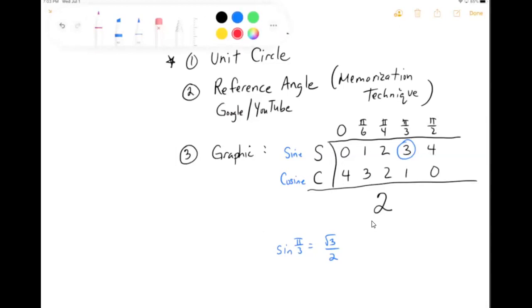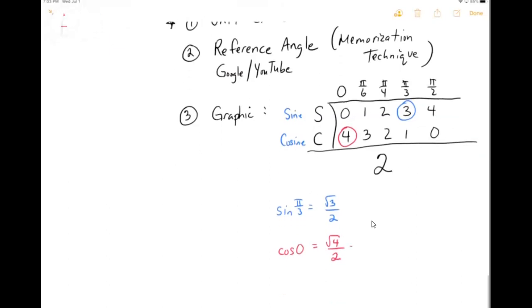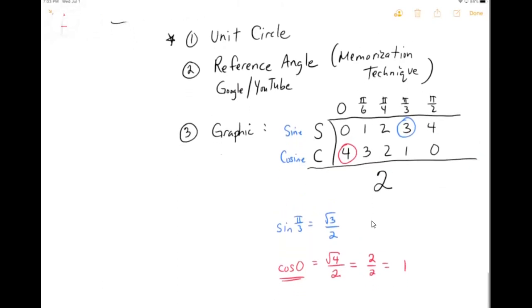All right, one more, and I swear we'll do a break. What about this? So think about what that would mean. That would be the cosine, because it's in the cosine row, at angle 0 is the square root of 4 over 2. Now, if you simplify that, you get 2 over 2 is 1. So some of these will actually simplify. So if you go to your calculator, you type in the cosine of 0, it's going to be 1. So this is a quick little graphic that can be used, which is also in association with reference angles.